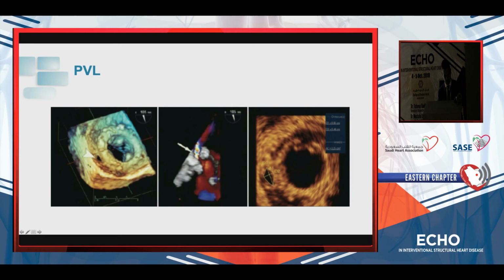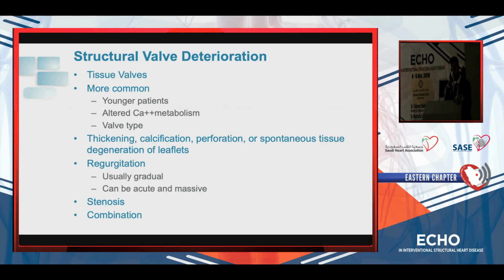So to show the paravalvular leakage, to show the regurgitation, and with the 3D MPR mode, we can simply get the dimension of the paravalvular leakage. Another problem is structural valve deterioration. Of course, this is a problem with tissue valves, and this is more common in younger patients, patients with an altered calcium metabolism, so patients on dialysis, and it depends on the valve type.